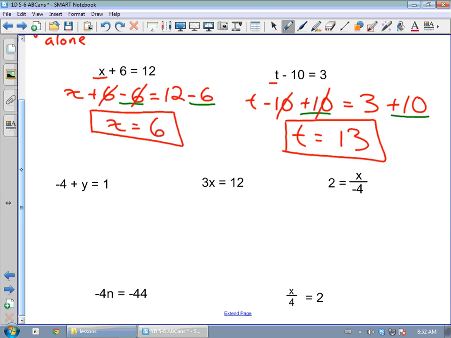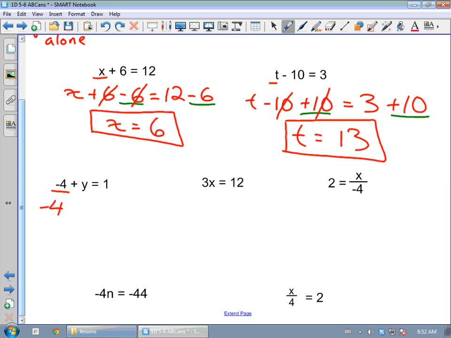So our next one here, we've got negative 4 plus y equals 1. Okay. What is on the same side of the equation as our variable? Our variable here is y. We've got a negative 4. Okay, a minus 4. So what's the opposite of minus 4? What do we think here? Stephanie? Positive 4. So we're going to add a positive 4 to both sides.